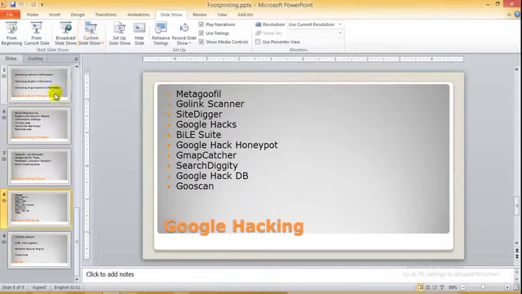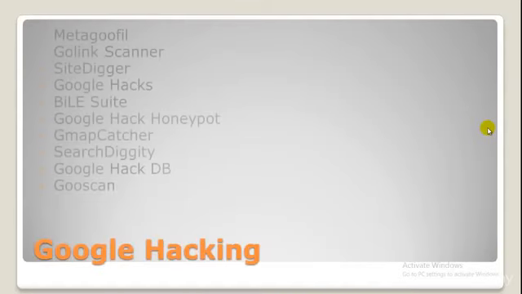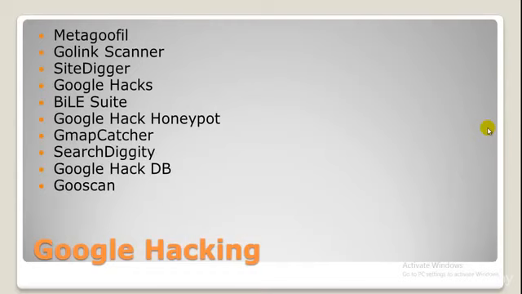Coming on to our next part would be the Golang scanner. The Golang scanner removes the cache from your searches and collects and displays only vulnerable site links. Thus it allows you to find vulnerabilities wide open to Google and Google bots. We have SiteDigger, which searches Google's cache to look for vulnerabilities, errors, configuration issues. Google Hacks, as I told you, is a compilation of carefully crafted Google searches that expose novel functionalities from Google search and map services. We have BiLE Suite, which stands for bidirectional link extractor, and it then applies a simple statistical weighing algorithm to reduce the websites to those that have the strongest relationship with the target site.